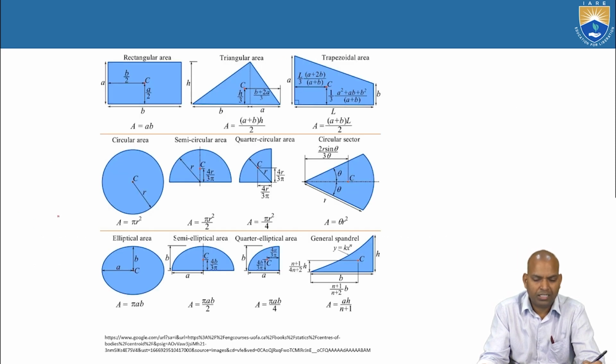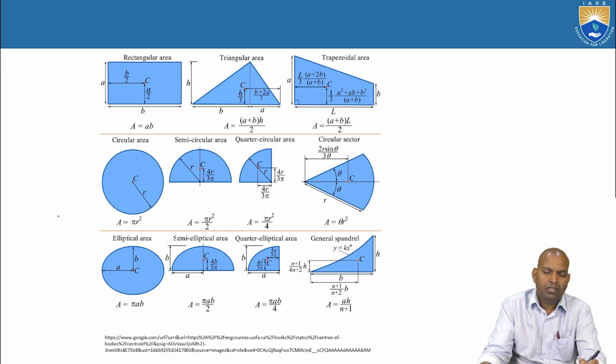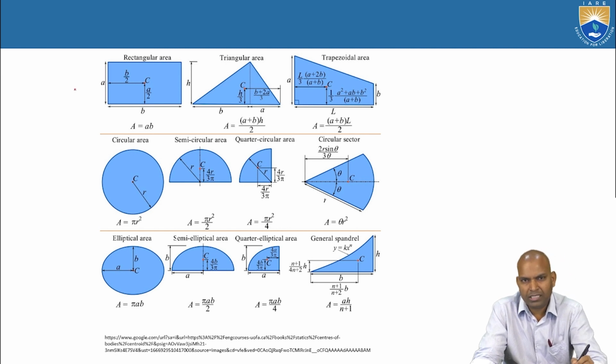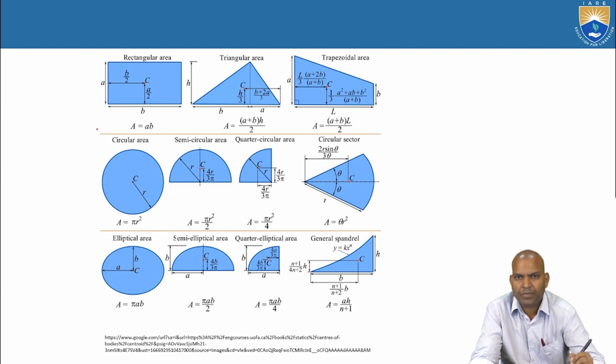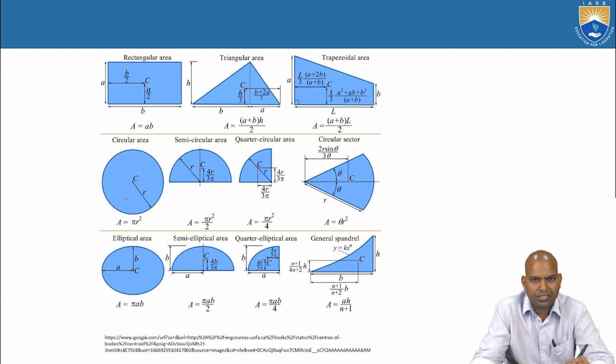Whenever we calculate the centroid, we need the center location of various sections. Here we consider simple geometries. One is a rectangle, another is a triangle, third is a trapezoidal area, and circle, semicircle, quarter circle, circular sector, elliptical area, semi-elliptical area, quarter elliptical area, and finally general spandrel.